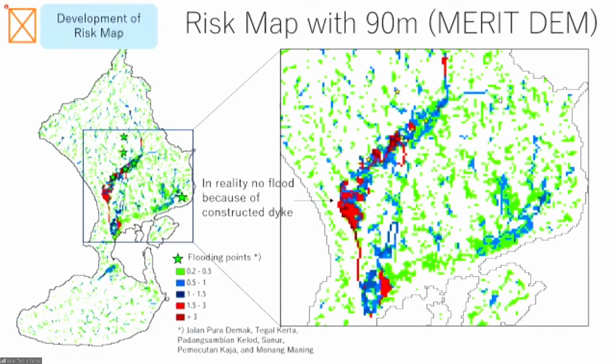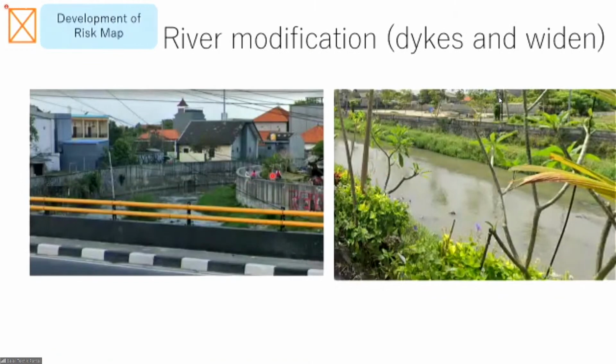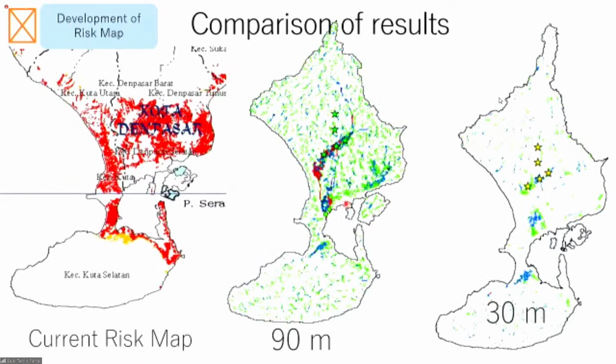And obviously, there's so much flooding occurring around here, so it must be something wrong. This area has too much flooding. Historically, there was no flood in this area, but we found too much flooding in this area by the model. So the model has something wrong to be improved. One is river modification, because we didn't include river embankment along some parts of the river. So we updated the model.